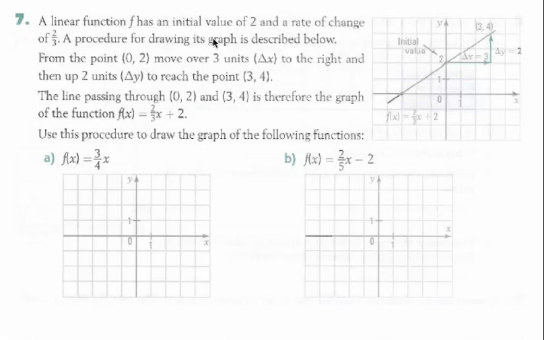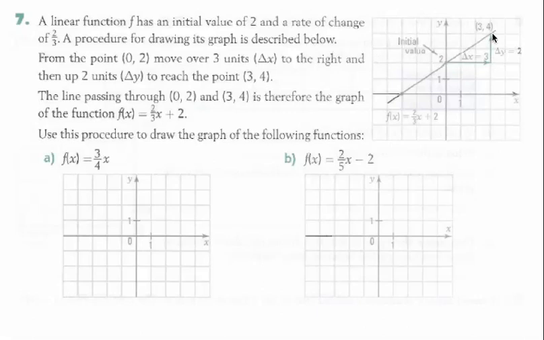And so what they say to do is from the point (0, 2), from the initial point, which is your b value, move over 3 units, that's the delta x, to the right, and then up the delta y to reach point (3, 4). Since the rate of change is 2/3, the delta y is 2, the delta x is 3, and so you start moving 3 steps in the positive x direction, and then the delta y is positive 2, so we move 2 steps in the positive y direction, up.